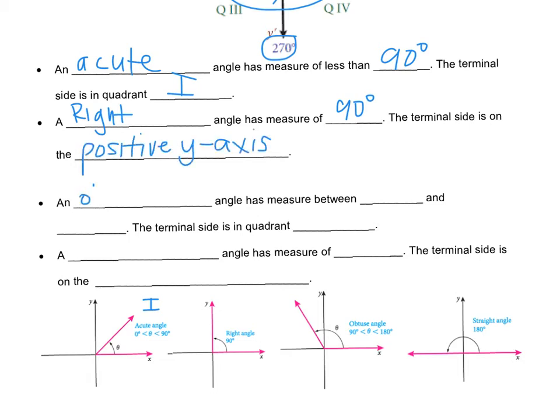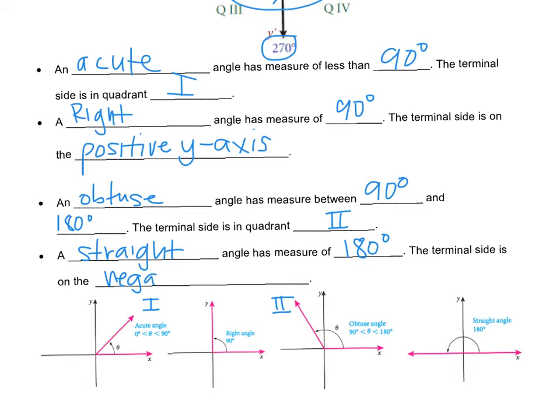An obtuse angle has measure between 90 degrees and 180 degrees, and the terminal side is in quadrant 2, like we see in this picture right here. A straight angle has measure of 180 degrees. The terminal side is on the negative x-axis.